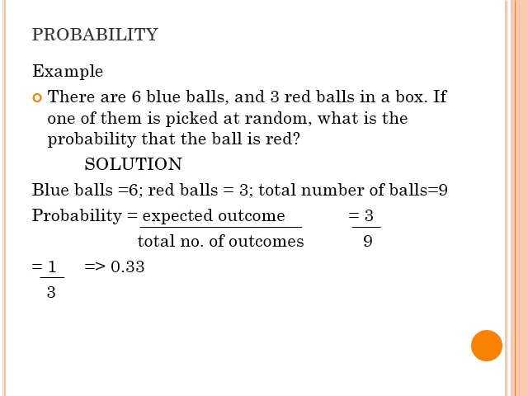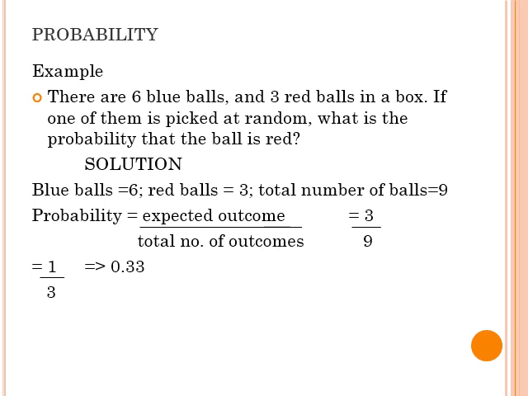ball is red? Now, what is the formula for finding probability? Probability is the expected outcome all over the total number of outcomes. What is the expected outcome here? The red ball. Good. So we write out our parameters. The number of blue balls is equal to 6, and the number of red balls is equal to 3.